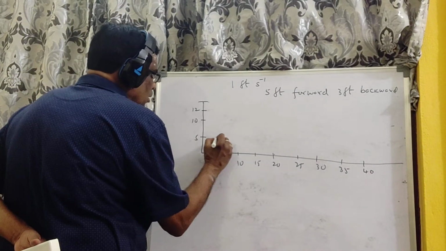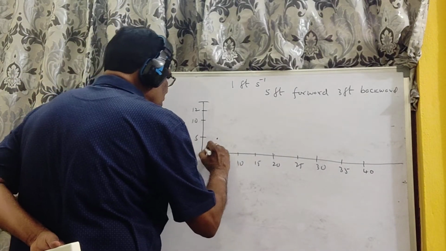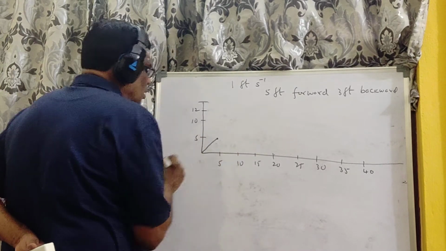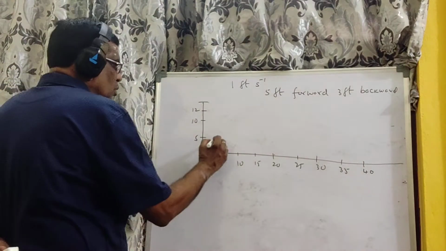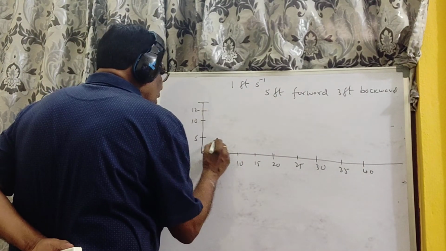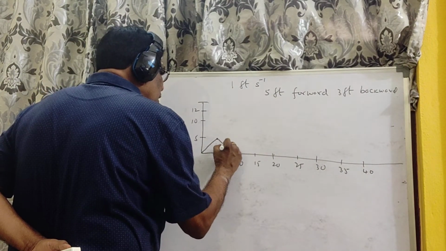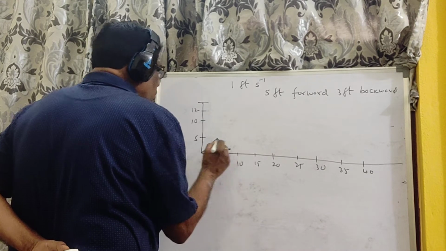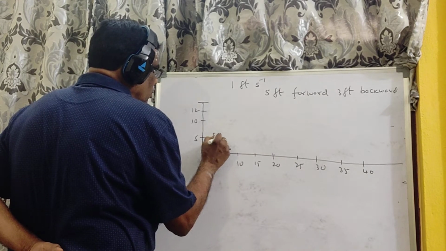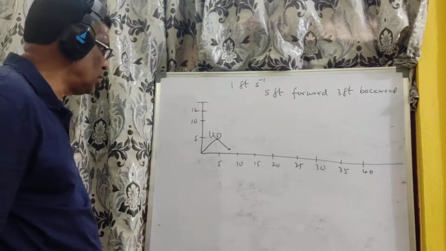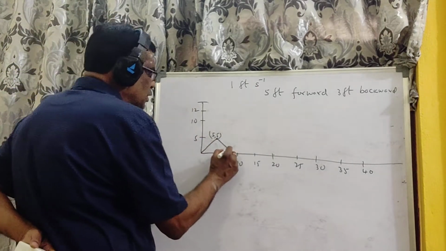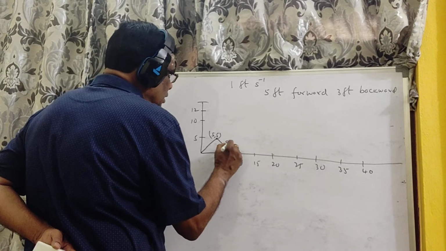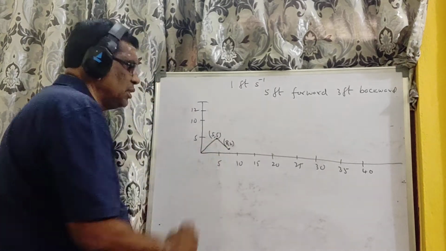First thing, once he comes to this point, this is a constant speed, uniform speed. So he'll go like this. But in the next 3 seconds, he'll come back 3 feet to 2 feet. So you have 5 seconds and 5 feet, and by the time he comes here, time is 8 seconds, but distance is 2 feet.